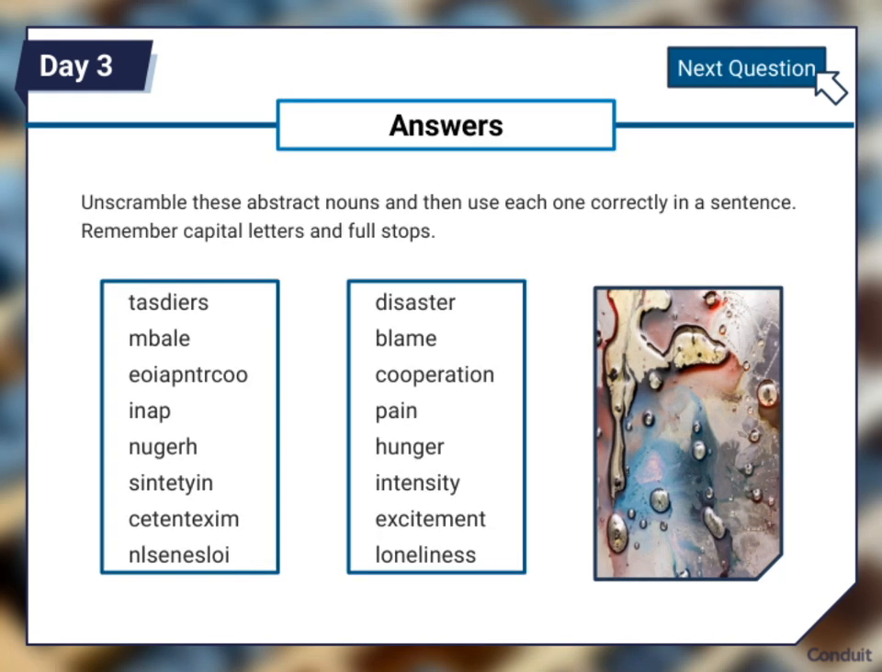Now we're focusing on abstract nouns, words that name feelings, qualities, or ideas. The challenge is to unscramble each one, then use it correctly in a sentence. Remember, every sentence needs a capital letter at the start and a full stop at the end. This exercise helps us understand not just the words themselves, but how to express complex concepts clearly and accurately. Let's see how well we can handle these important parts of language.